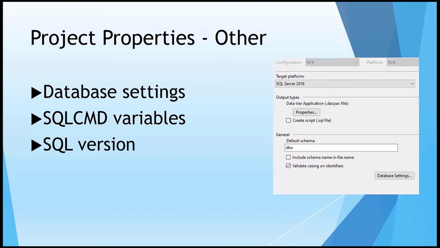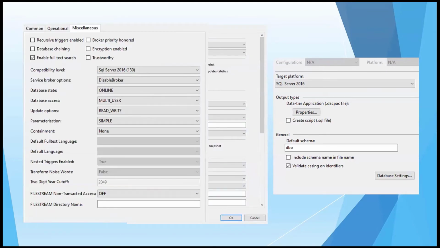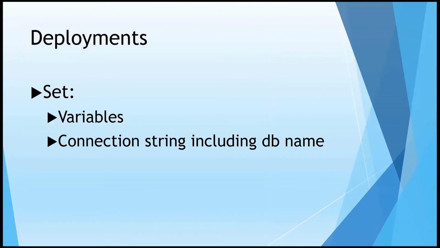Now, there are quite a few other things that show up in project properties, but I'm not going to go through all of them, because as you can see, we'd be here for some time. Instead, let's move on to what we can do with the deployment options.